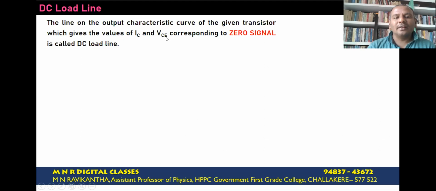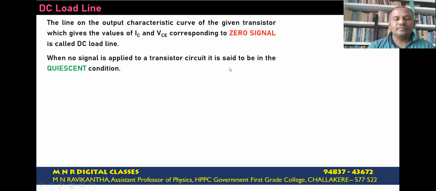So I will repeat again. DC load line is the load line which corresponds to different values of IC and VCE when no signal is applied, that is for zero signal. When no signal is applied to the transistor, the circuit is said to be in quiescent conditions. Now let us analyze the circuit using DC load line concept.